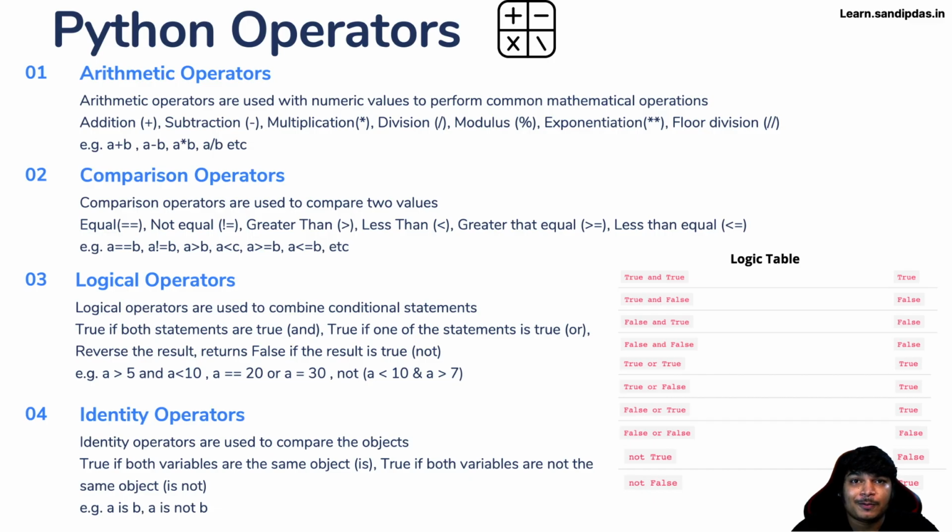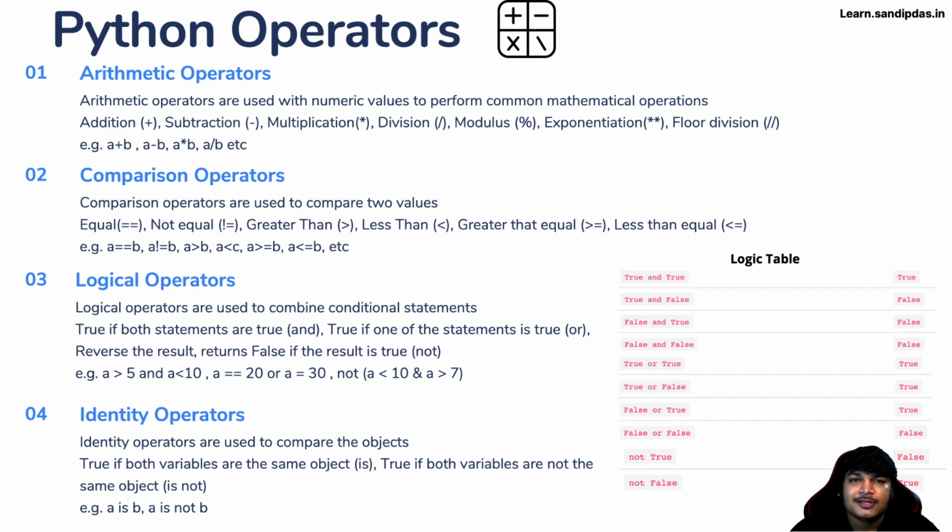Now let's learn about the Python operators. First one is the arithmetic operator. Arithmetic operators are used with numeric values to perform common mathematical operations such as addition, subtraction, multiplication, division, modulus, exponentiation, floor division. For example, a plus b, a minus b, a into b, a by b, etc.